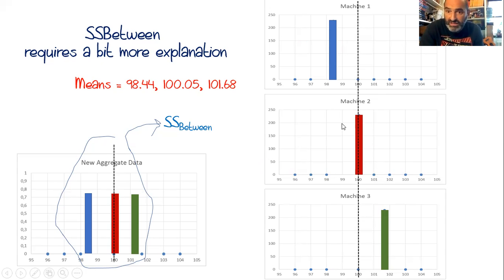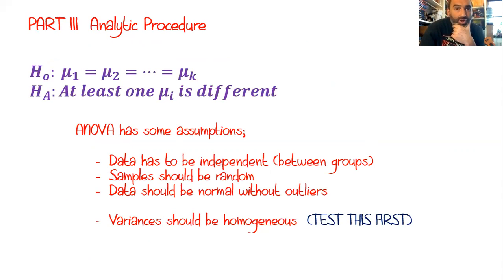You get all these bars together as a single new aggregate data set, which is only made of X bars of the three groups, right? And the center of this is 100.06, the same as before. And if you find the variance of this data set, the numerator is going to be sum of squares between, right? Mathematically, graphically, everything comes together. So that's about the calculations.